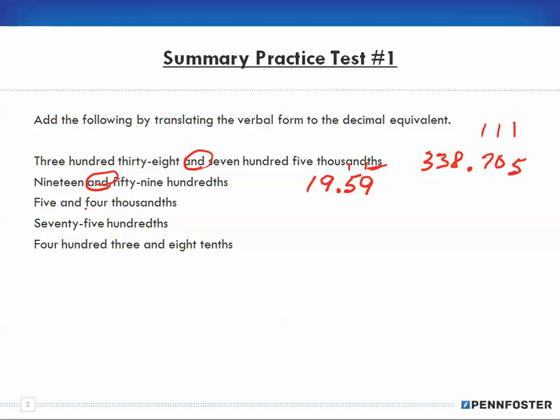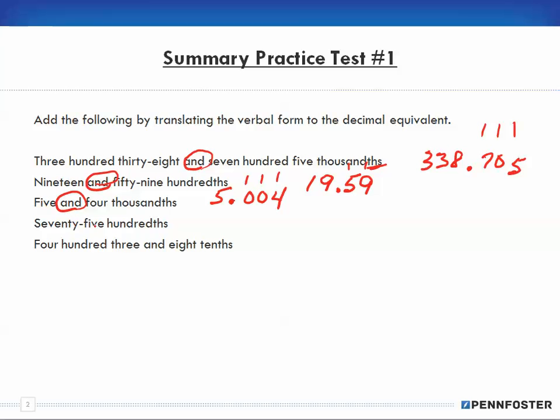5 and 4 thousandths. Again, where's the "and"? So I have 5 and the decimal, and it says 4 thousandths. We have tenths, hundredths, thousandths. So the 4 has to go in the thousandths spot, and I just need to fill in the 2 zeros.